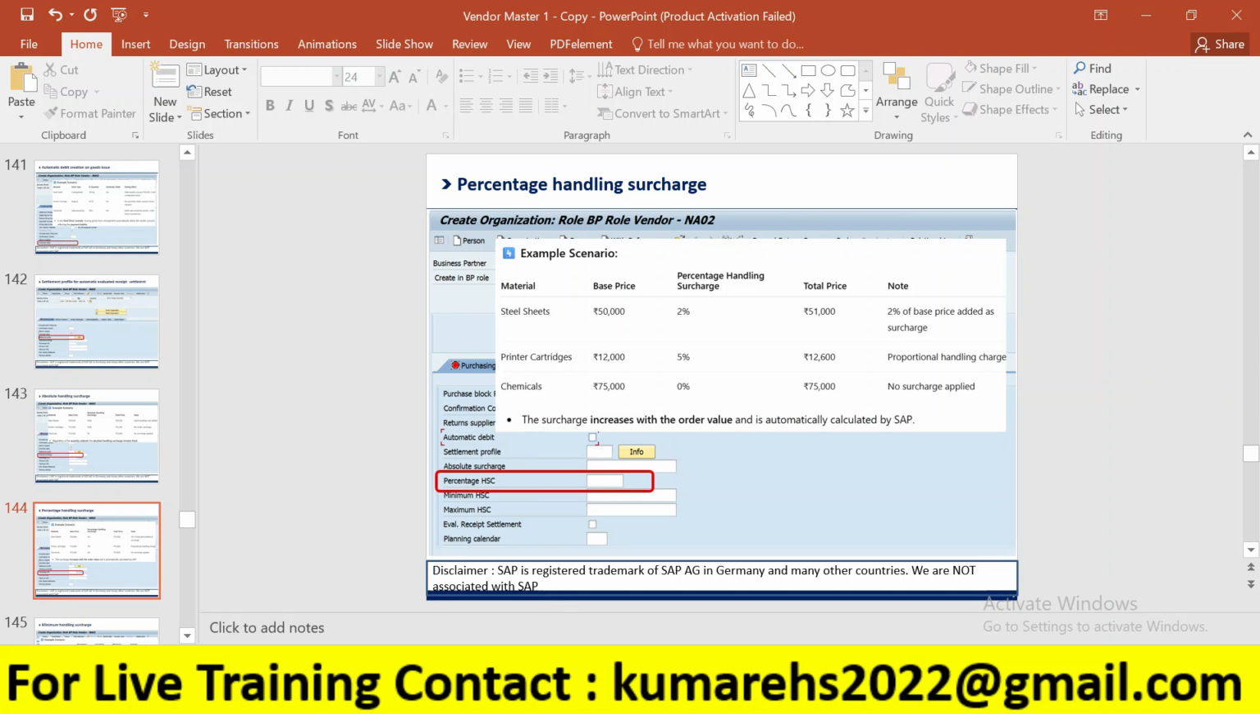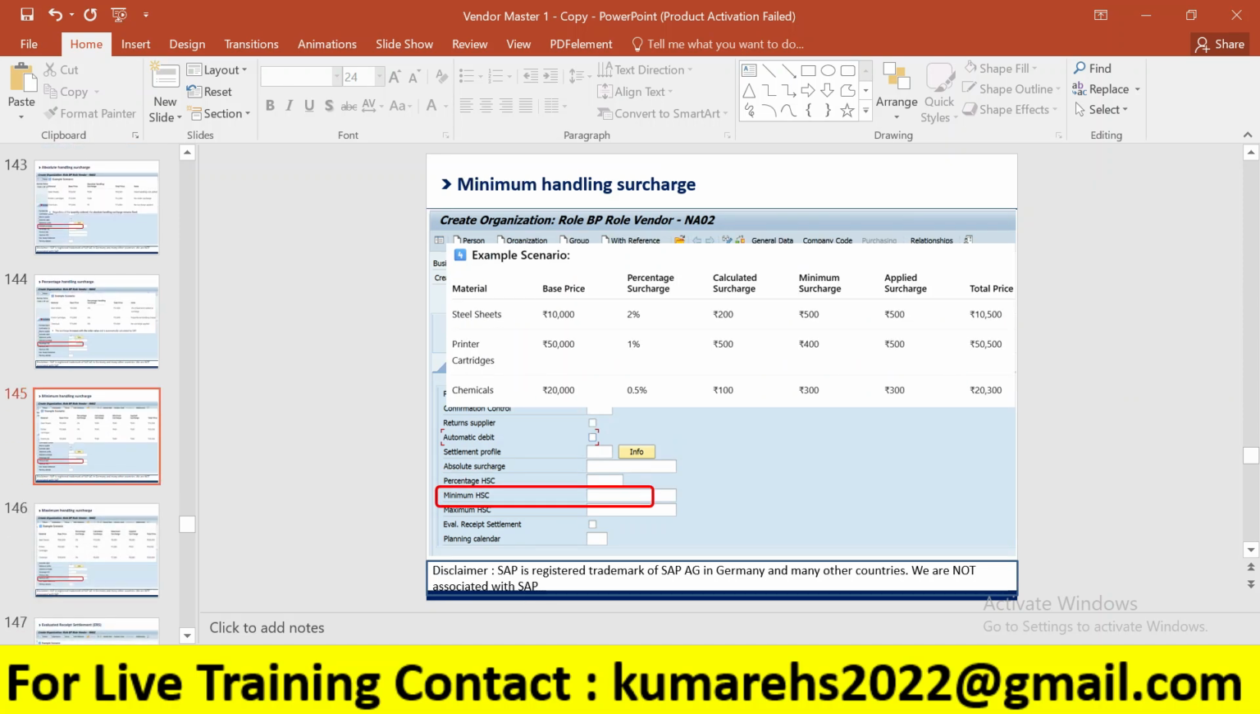The next one is minimum handling charges. This is a field used in SAP MM and purchasing and logistics pricing to define the minimum amount of handling charges applied to a purchase order or material, regardless of absolute or percentage based surcharges. Let us break it down clearly.